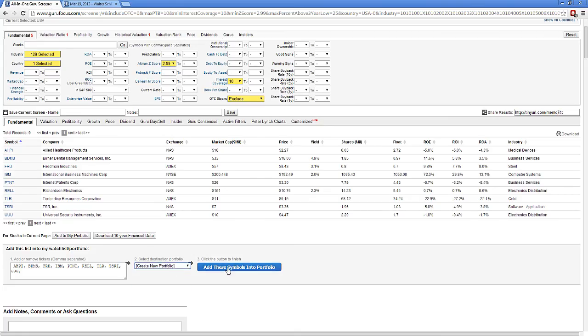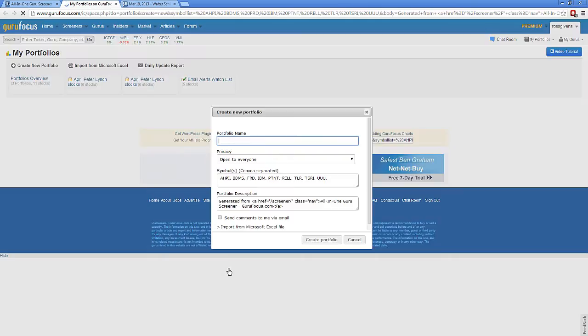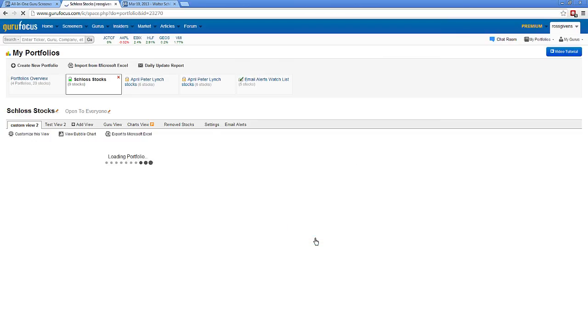I'll just go ahead and create a new portfolio. And then you just name it. So these are maybe Schloss stocks. And you can also check if you want to get notifications on these via email if anything changes or a report comes out. We'll just go ahead and create that portfolio.